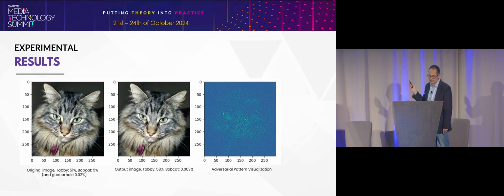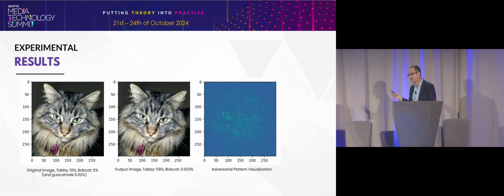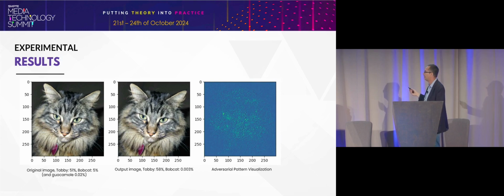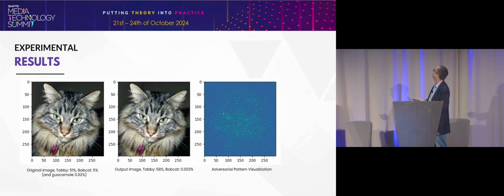This image has a story. This is a picture of my cat. When my wife got this cat, the breeder said that it had bobcat blood, hot bobcat. I called that BS, and I had my cat tested for DNA, and there's zero bobcat trace in this cat. But still, as you can see, Inception V3 thought that it had a 5% probability of being a bobcat. So I wanted to get rid of that. In this output image, now it's 58% tabby, and the bobcat has disappeared. So now the truth has won.